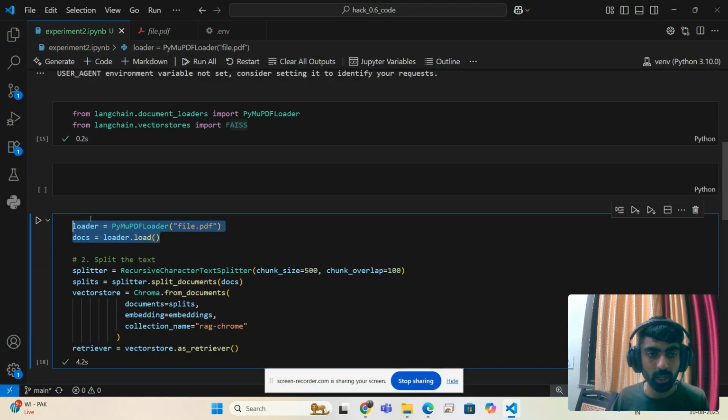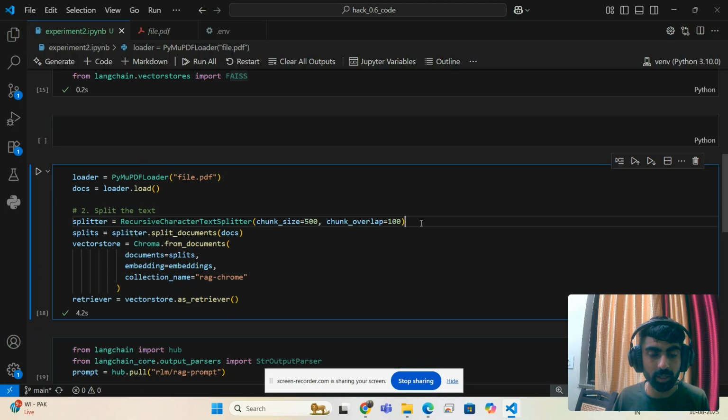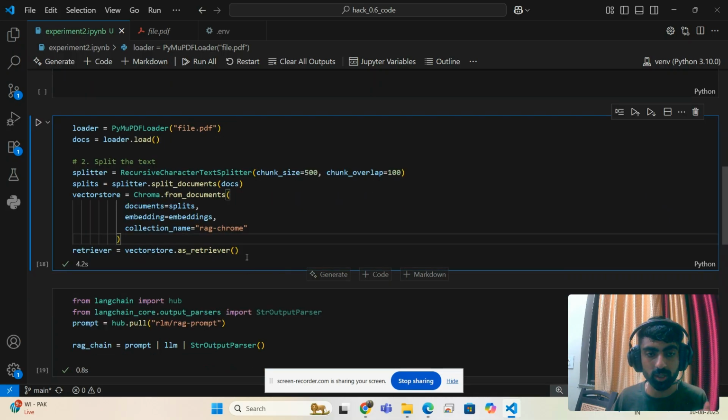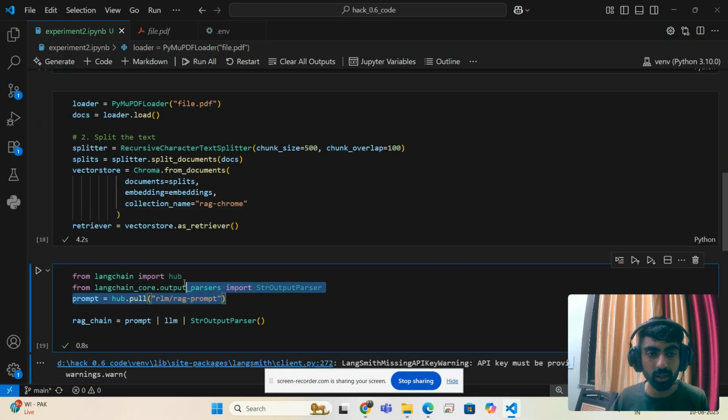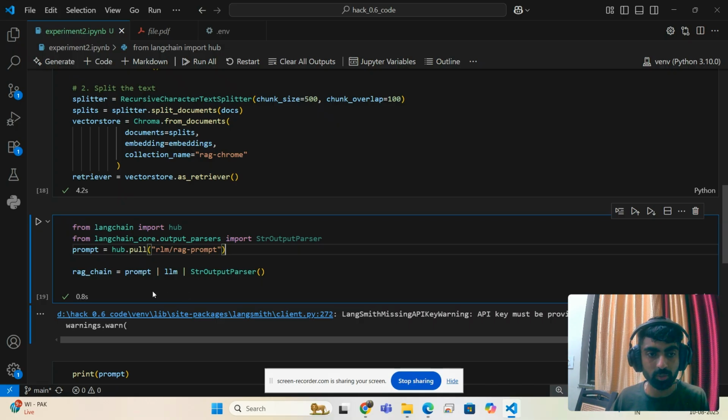By these two lines of code, we are loading our PDF into our system. We are breaking that PDF into components by using these two lines of code. We are converting that PDF into vector form and storing those vectors into the vector database using this line of code. Yeah, we are creating our prompt. Okay, so now we are designing our architecture.